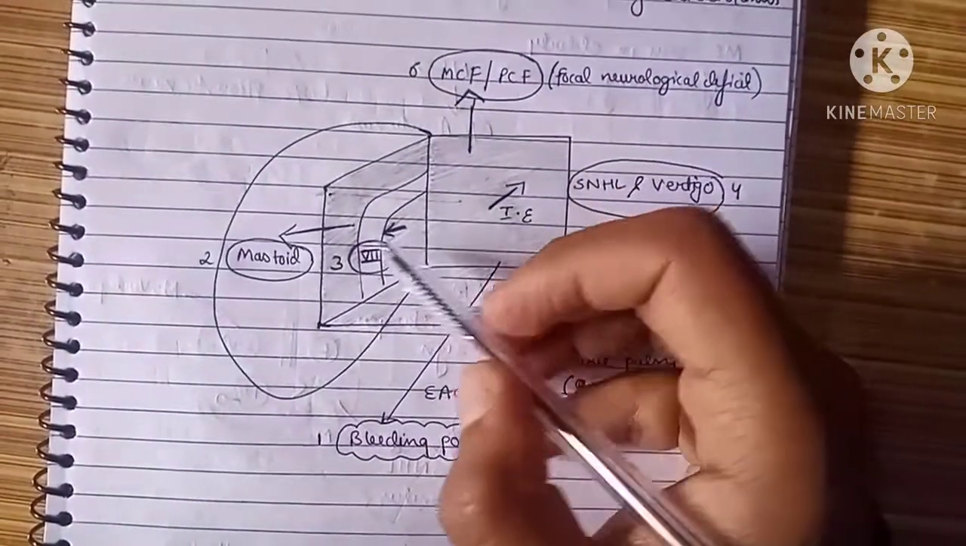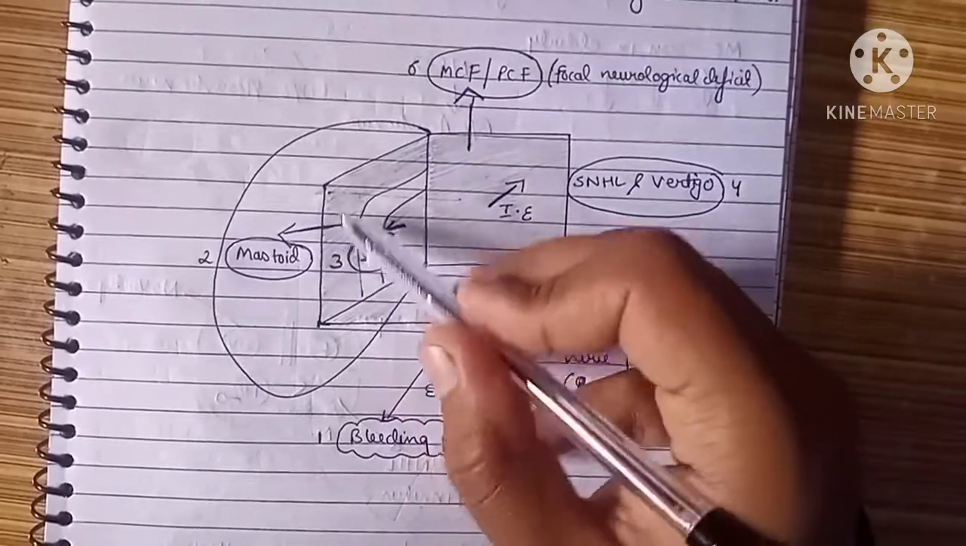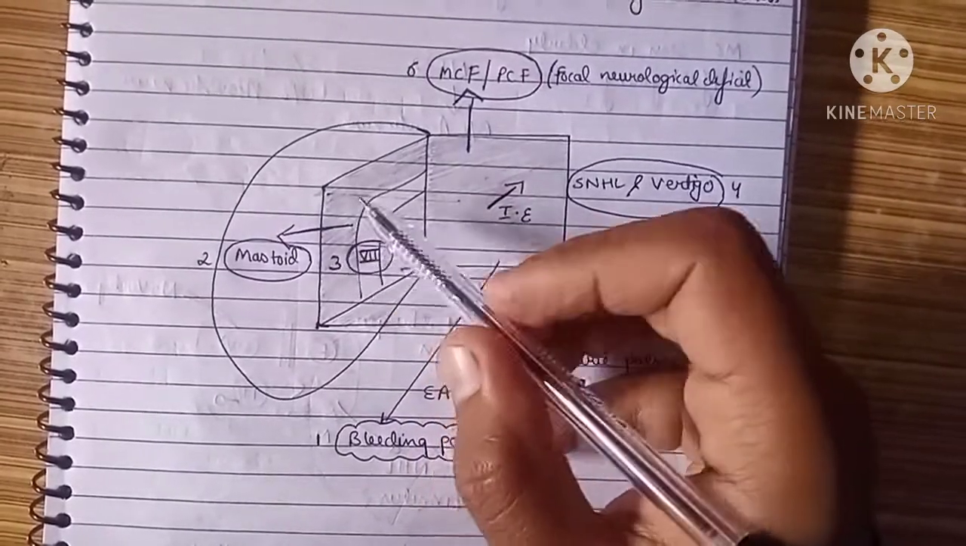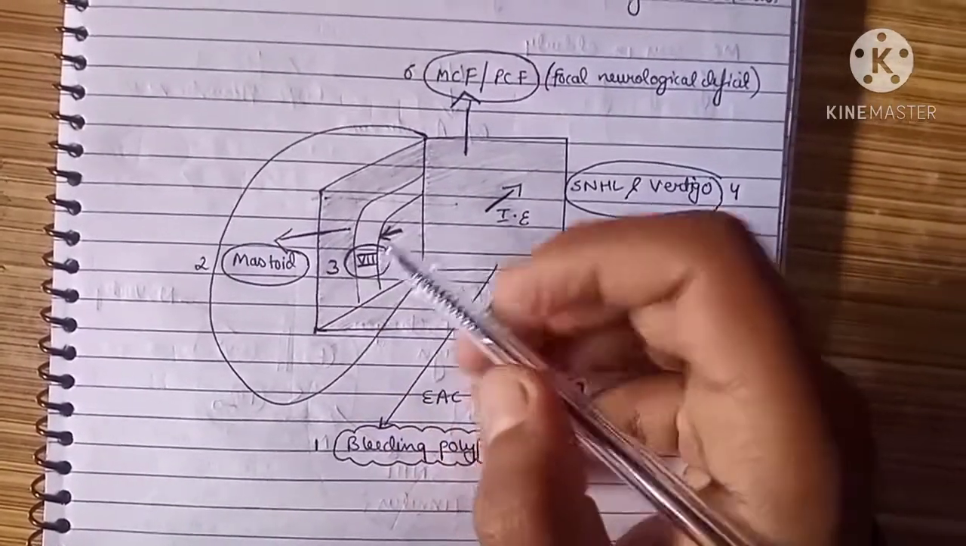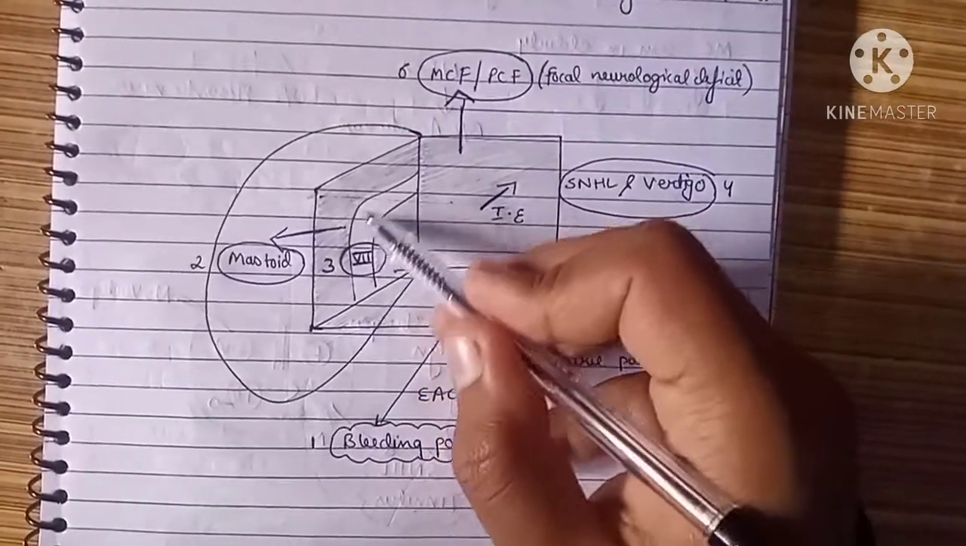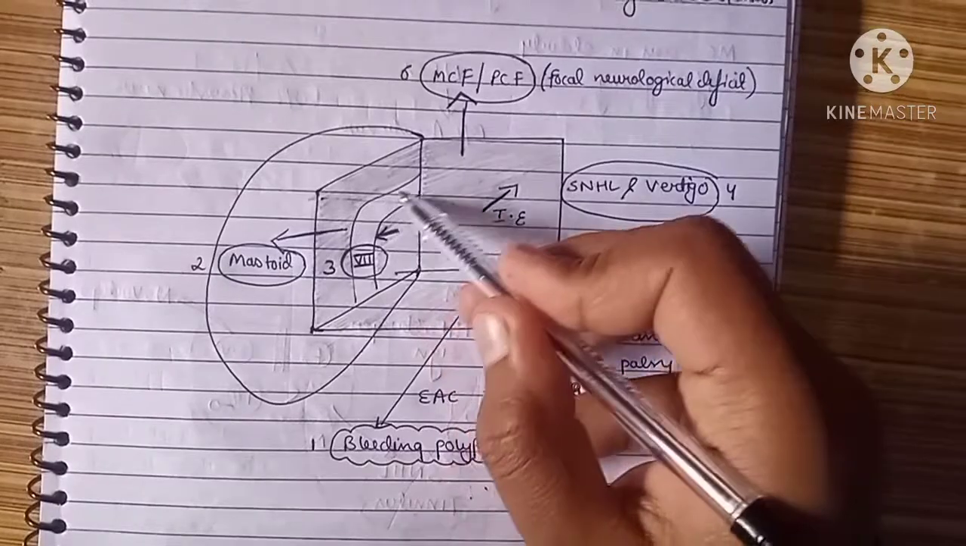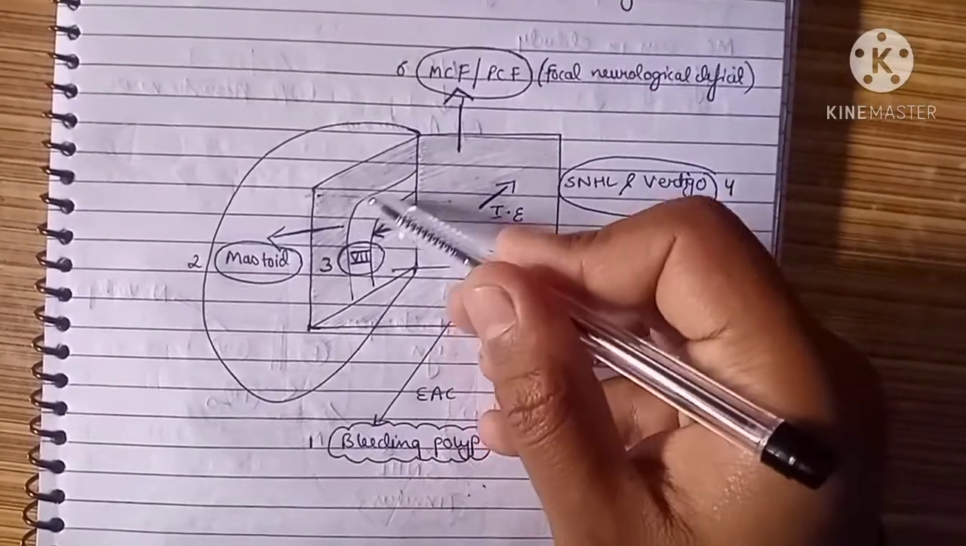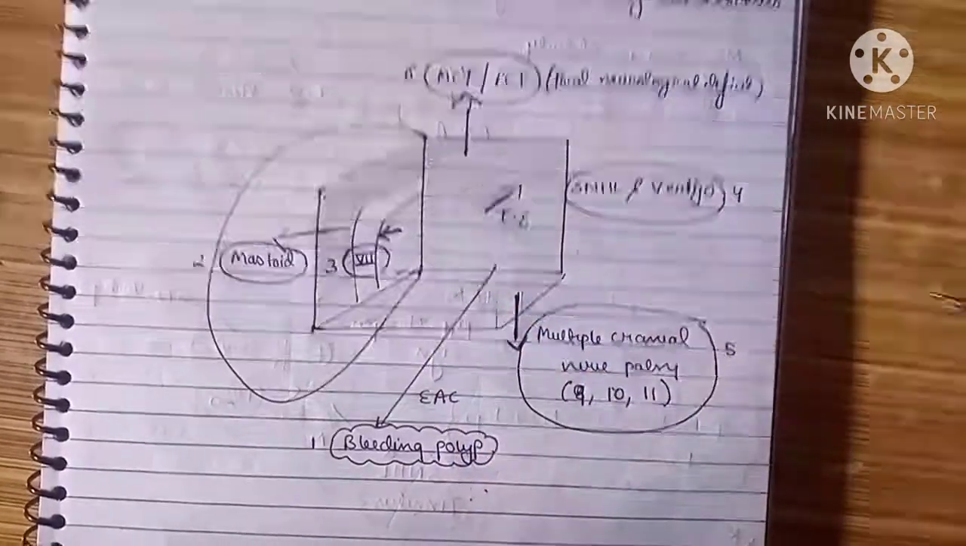Second, it can occur posteriorly via the aditus or directly through perforation of the bone. It can enter the mastoid. Third is through the fallopian canal dehiscence or directly through erosion of the fallopian canal. It can lead to facial nerve palsy.